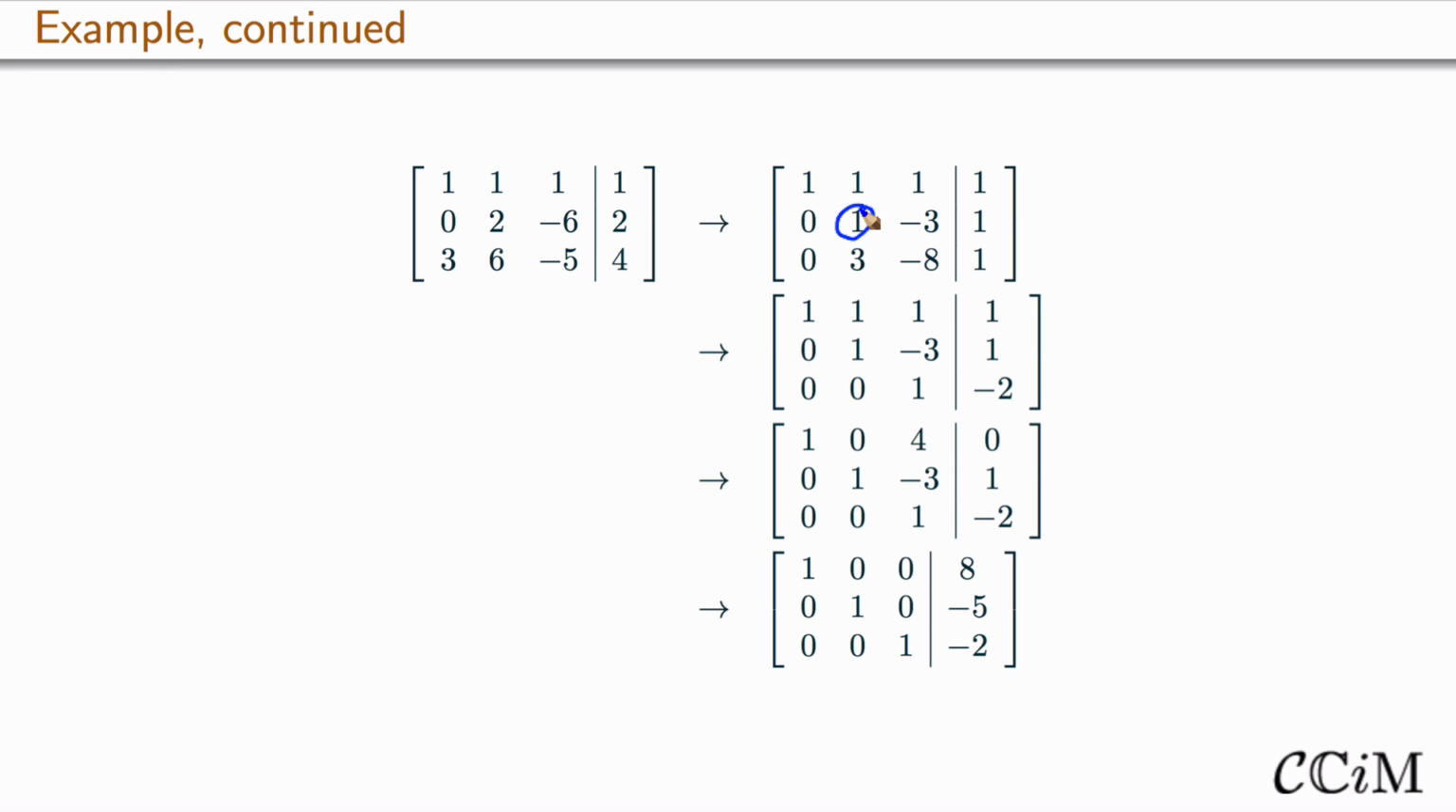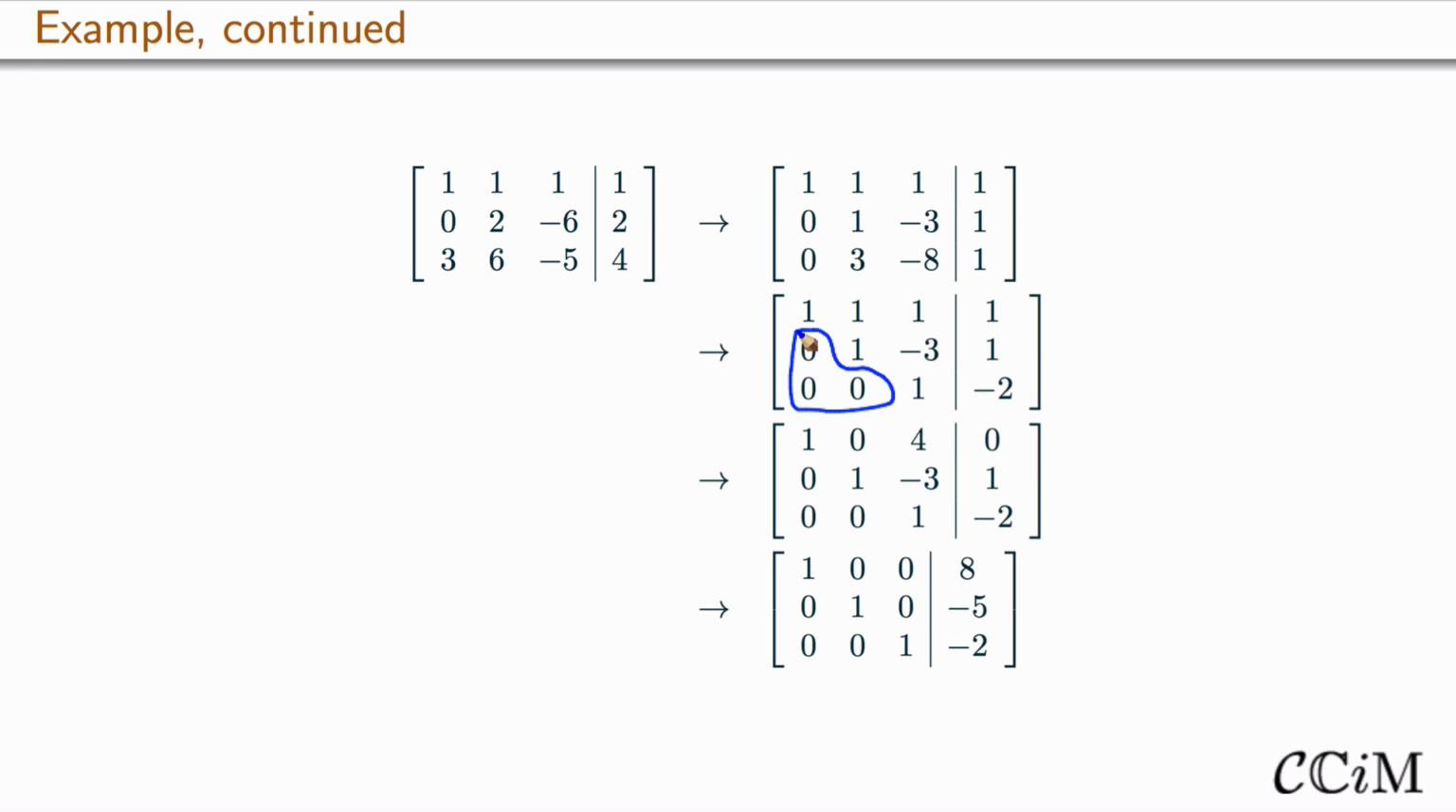And I'd like to now create a 0 underneath it. And in order to do so, I take the third row and subtract from it 3 times the second row. I take this minus 8 and subtract from it 3 times negative 3. And finally, I take this 1 and subtract from it 3 times 1. And end up with negative 2. My matrix is now in row echelon form. I have zeros all underneath here.